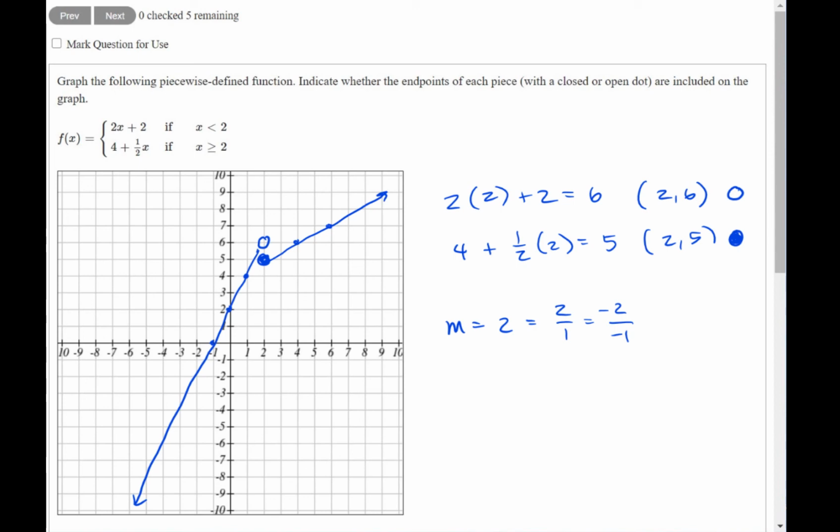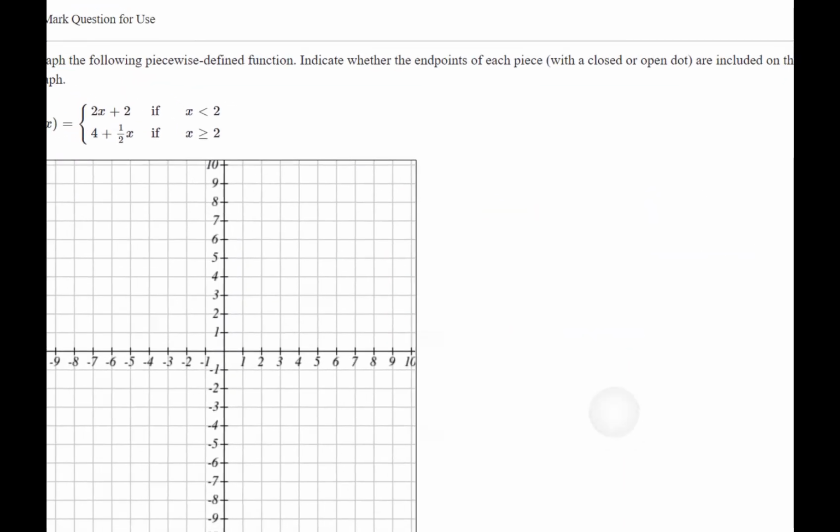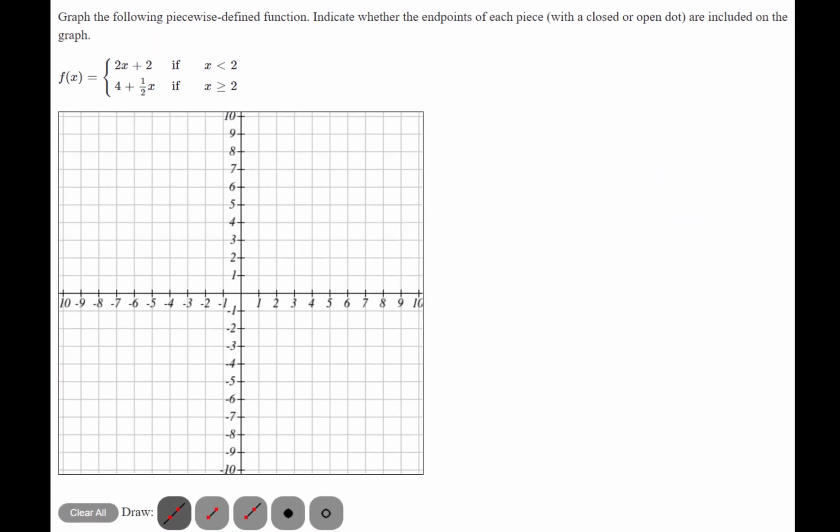Now to input these on the homework system, take a look first at the tools available to you: lines, segments, rays, and circles. We'll start with the circles. So what did we have? (2, 6) for an open circle, and (2, 5) for a closed circle. And then the lines themselves I'm going to graph with rays because they extend to infinity. Let's see, the slope here, we went down 2, back 1, and that got the rest of the points. And on this side, if we go up 1 and over 2, there we go.